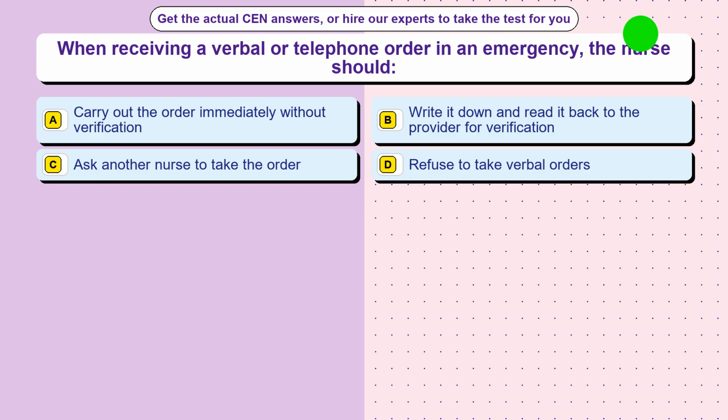Question 13. When receiving a verbal or telephone order in an emergency, the nurse should: Option A. Carry out the order immediately without verification. Option B. Write it down and read it back to the provider for verification. Option C. Ask another nurse to take the order. Option D. Refuse to take verbal orders.